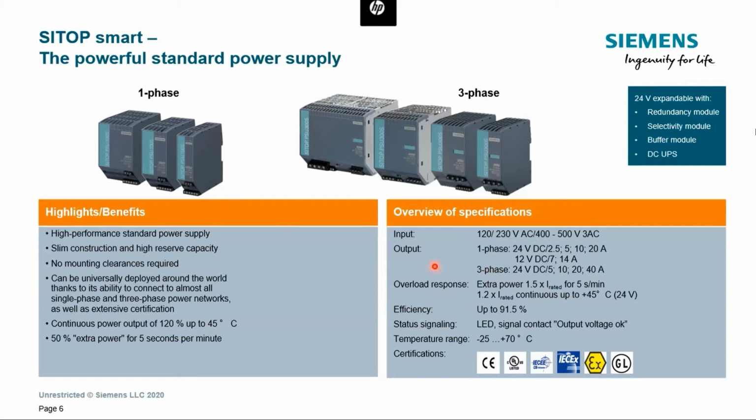This signal, of course, can be displayed on an HMI or even transferred into a SCADA system. So there would be a quick reaction time to fix the problem when it happens. And again, of course, we are back to 70 degrees. You will see that only the SITOP Lite model has the 60 degrees operating temperature.